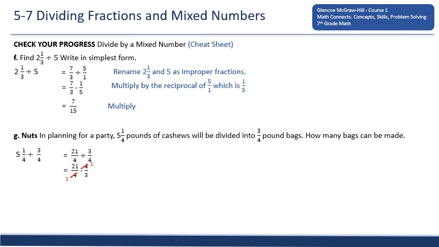And now we can simplify the 4's. 4 goes into 4 once, 4 goes into 4 once. And then we can simplify 21 and 3, because 3 goes into 21 7 times, 3 goes into 3 1 time. And then we have 7 over 1. And if we simplify that, we have 7 bags.